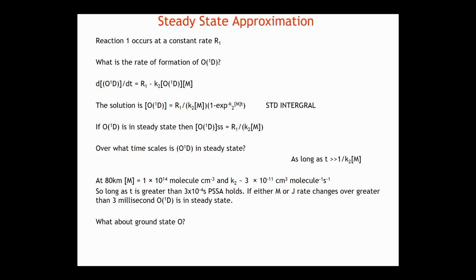Now, up at 80 kilometres in the atmosphere, so way up at the top of the stratosphere, M is 10 to the 14 molecules per centimetre cubed. K2 is 3 times 10 to the minus 11. So as long as T is greater than 3 times 10 to the minus 4 seconds, the photostationary state holds. If either of these two change over something less than, or greater than 3 milliseconds, it changes in steady state.